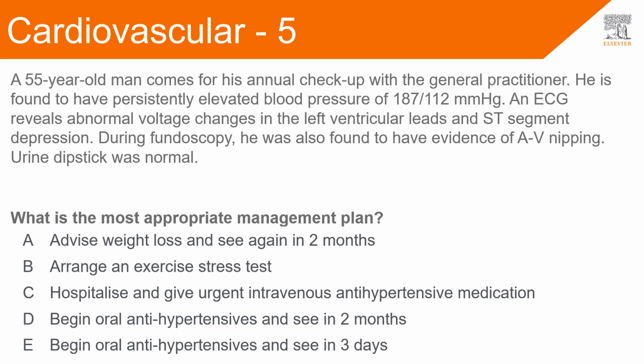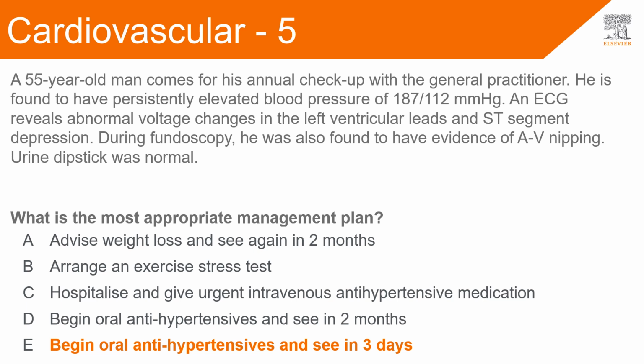So, 55-year-old man, persistently elevated blood pressure, not the first time round. ECG shows changes. Fundoscopy shows changes as well. Urine dipstick is normal. Give you 5 more seconds. Okay, guys, the correct answer is E. You want to begin oral antihypertensives and see in 3 days.